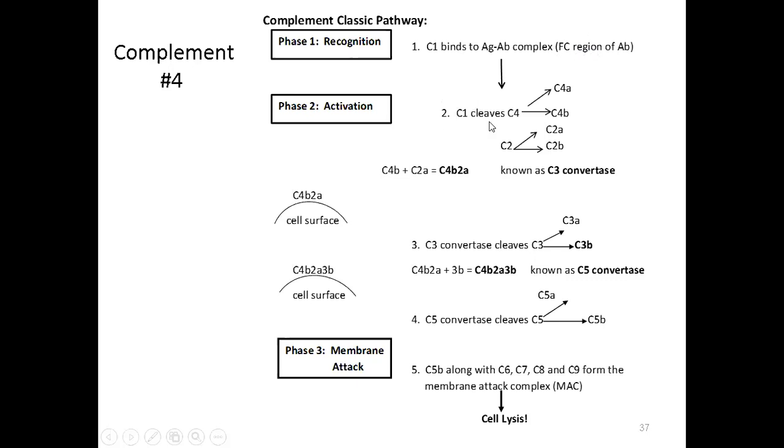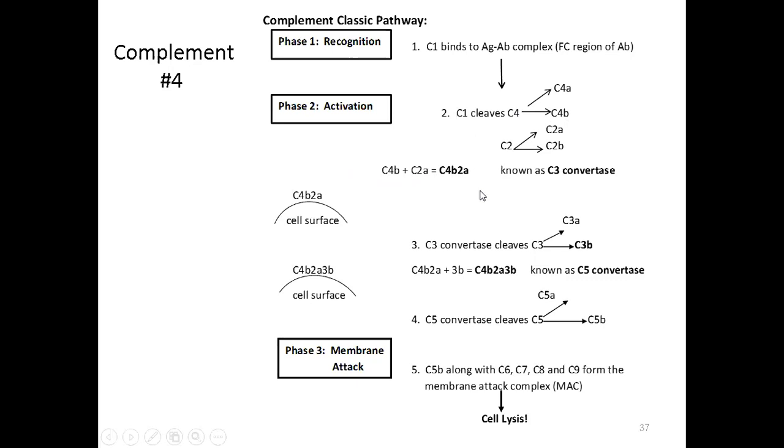C1 then cleaves complement protein 4, or C4. And when you see that word cleave, think about a meat cleaver. It chops something up, right? So whenever you see that word cleave, it's going to break something into pieces. So C1 breaks C4 into 2 different pieces. We end up with C4a and C4b, and then C4b comes together with C2a, and we end up with something called C4b2a.